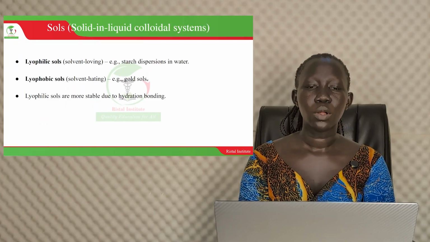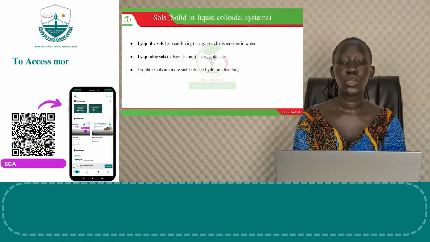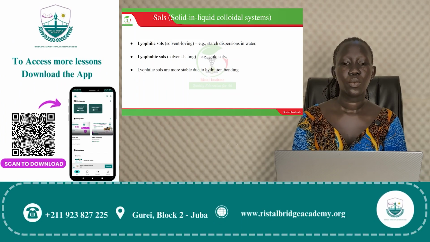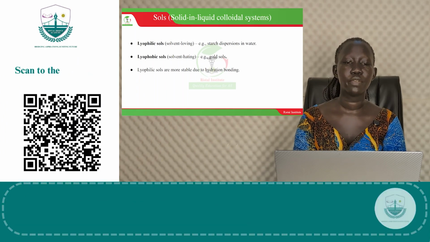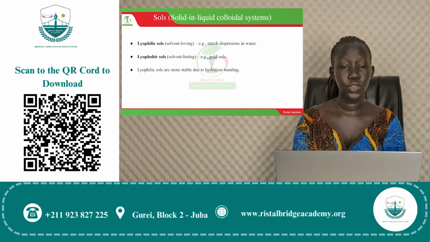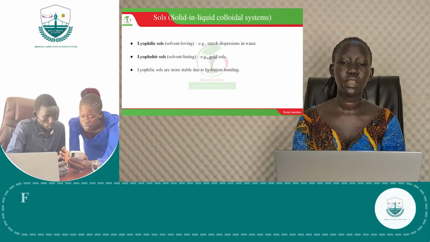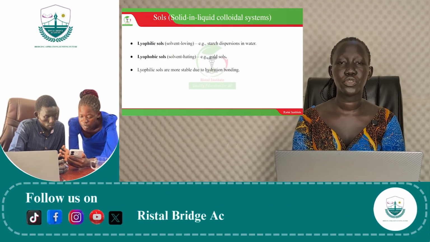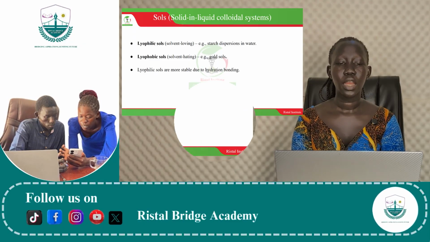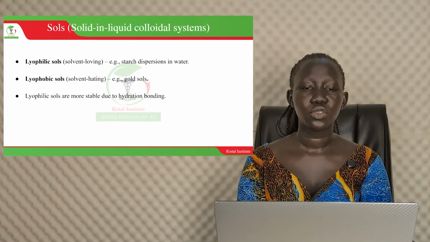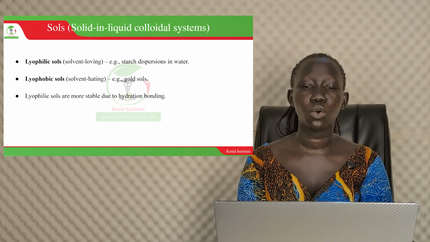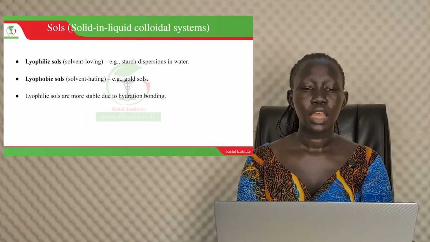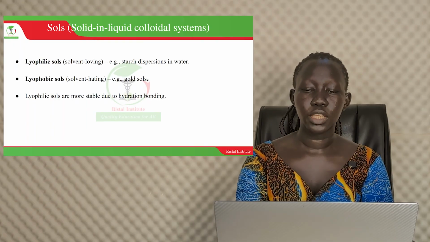Sols are solid in liquid colloidal systems. And we have two types of sols. We have the lyophilic sols, which are solvent loving, for example, starch dispersions in water. Then we have the lyophobic sols. These are solvent hating, for example, gold sols. Lyophilic sols are more stable due to hydration bonding.